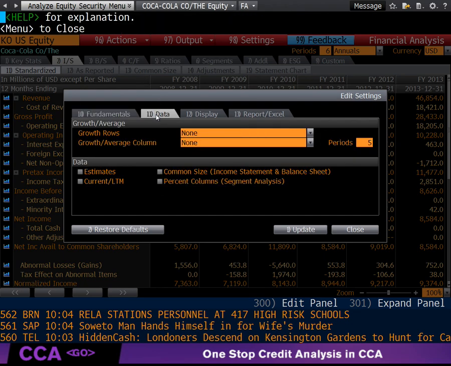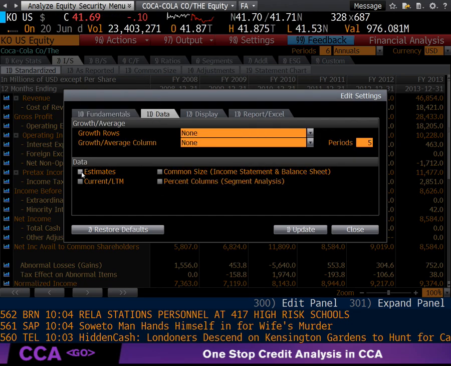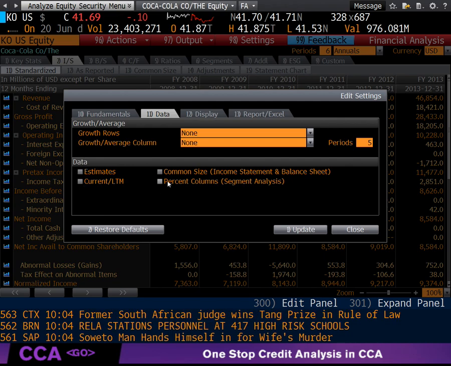On the data tab, make sure that earnings estimates and current and last 12 months are not checked, because Bloomberg can also give you the earnings estimates as part of the export. What it'll do is just add columns, and we don't want the columns to be added. We just want the historical data. So make sure these are unchecked. Same thing, we don't want the percentage or common size checked, and we don't want any growth rows.